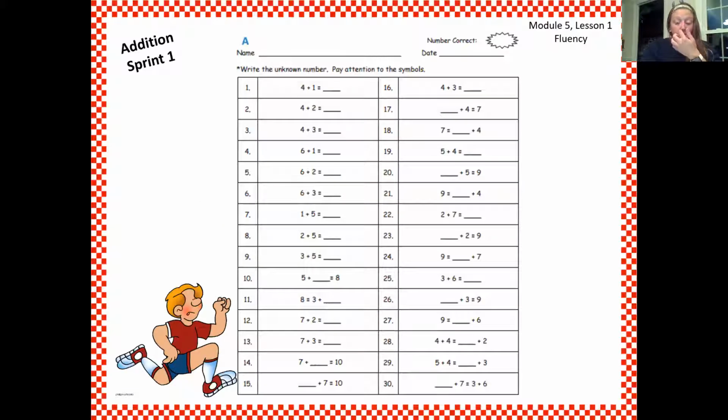Here is our Fluency Sprint. You can get your paper and pencil. You can write the whole number sentence if you want to answer them, or you can just write the answers on your paper. I'm going to have my timer come up, and I'm going to give you about 1.5 minutes to do these problems. So on your marks, get set, go.